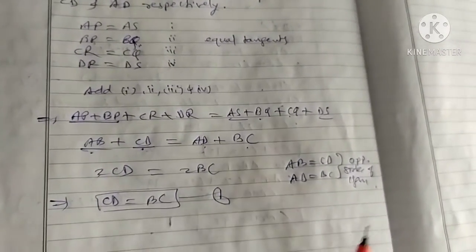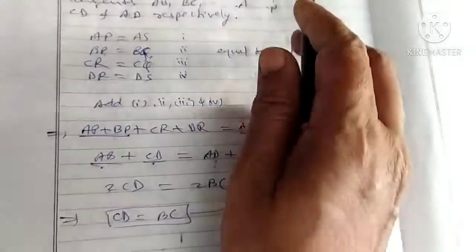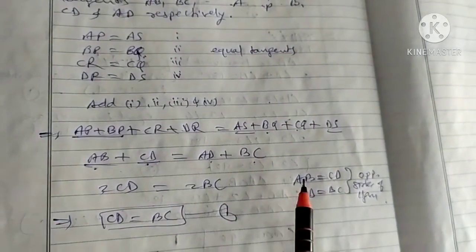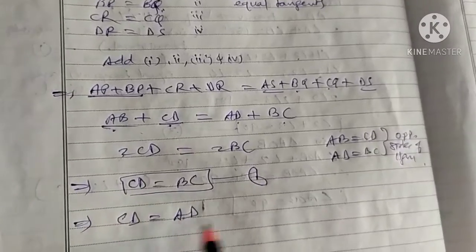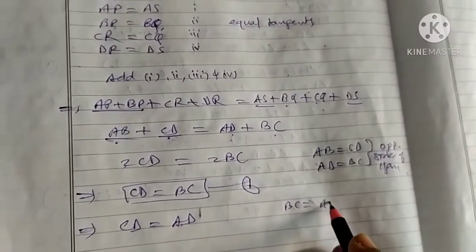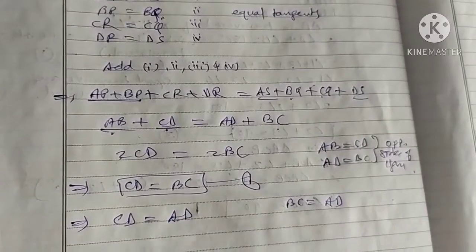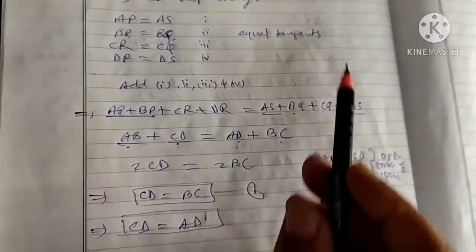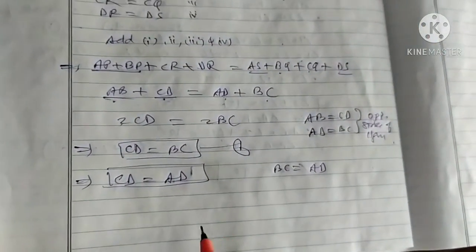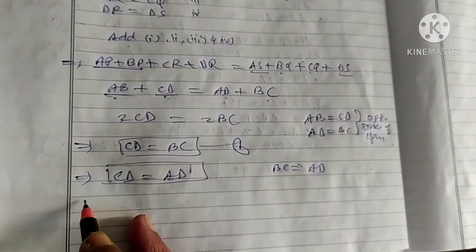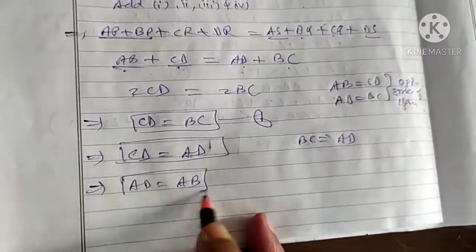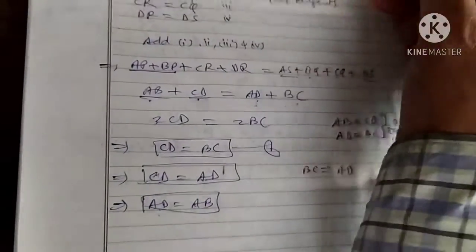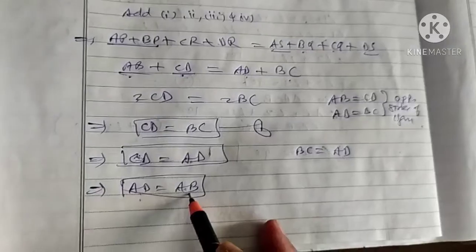Similarly, if we proved CD equal to BC, we can prove CD equal to AD. Yes or no? Why? Because BC equal to AD. This implies CD equal to AD. What is the reason? BC equal to AD, opposite sides of a parallelogram. Yes or no? See? Now similarly we can write AD equal to AB. Yes or no? This implies AD equal to AB. Why? Because CD equal to AD, CD equal to AB, opposite sides of the parallelogram.